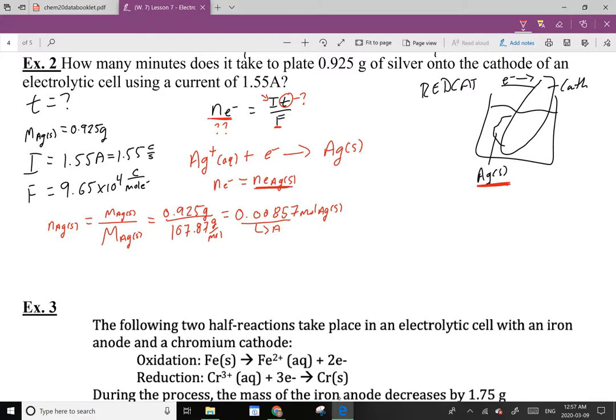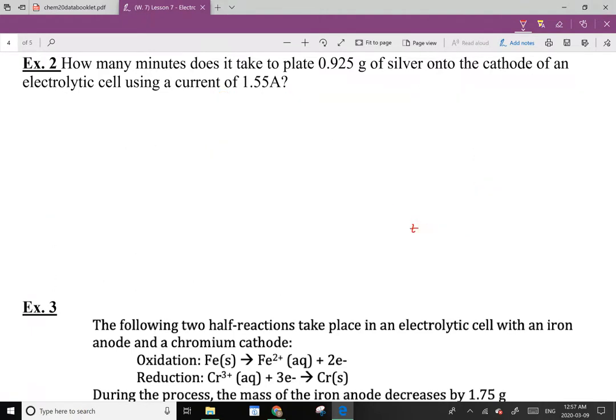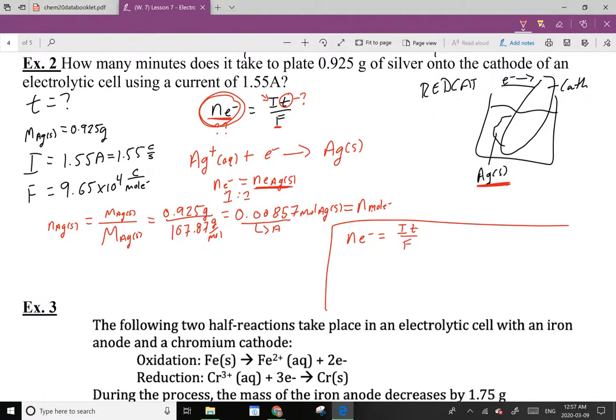Now, this equals the number of moles of electrons. Remember, a 1-to-1 ratio is going on here. So this also is our number of moles of electrons, which is super helpful because now we have this value. So we can already start using our equation, it over F. We're solving for t in this case.